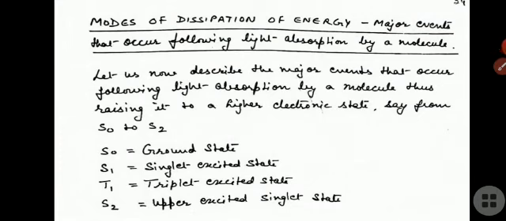We'll now study modes of dissipation of energy, major events that occur following light absorption by a molecule. In exam, a question can come: give Jablonski's diagram, describing dissipation or decay of energy from higher to lower levels, or describe photophysical processes in electronically excited molecules.